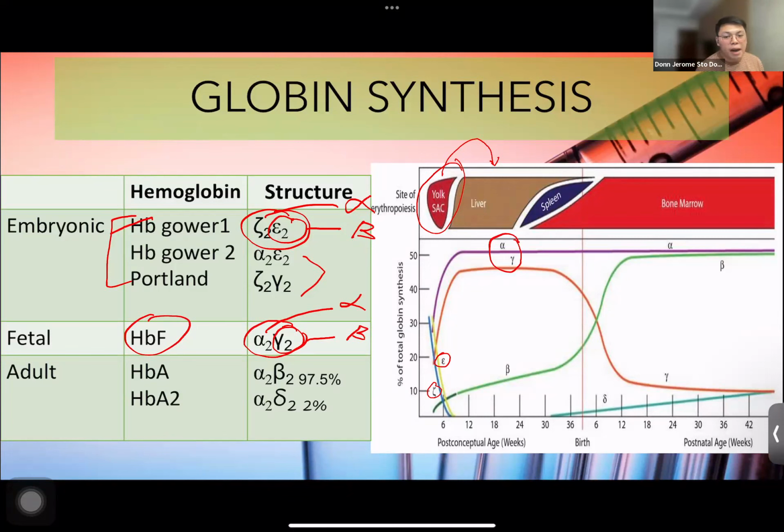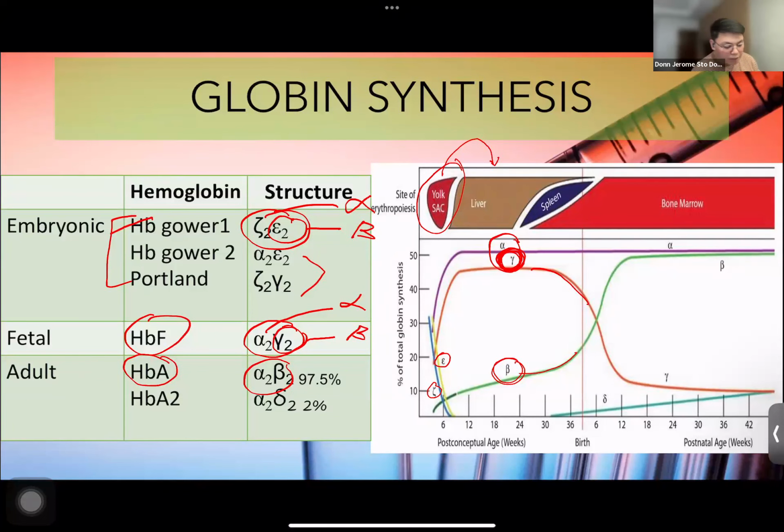Shortly before birth, bago ipanganak yung baby, as you can see, there is a smooth switch in the expression of your gamma globin and an increase in your beta globin. Kakaroon ng switch. So that before birth, we begin producing your adult type of hemoglobin, hemoglobin A, with alpha and beta chain, alpha from alpha, beta from beta globin gene family.